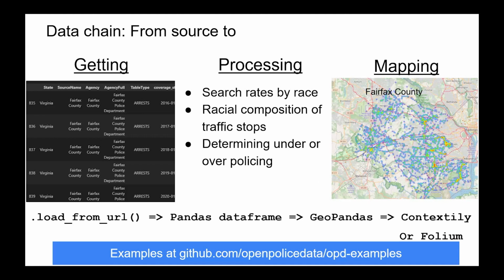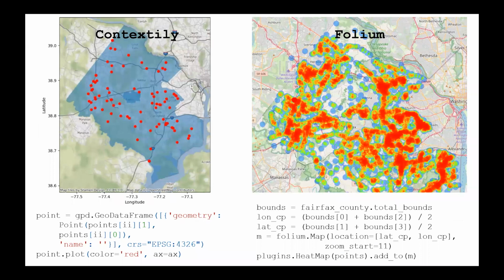And then OpenStreetMaps is very handy for mapping the data, to help people understand the results of the analysis. For example, we have examples using Contextily or Folium with OpenStreetMaps. Just to give a quick example, with Contextily it's just a few lines of code to plot either incidents or the summarized data. And Folium has some really great, easy to use features for doing heat maps and other ways to present the data.